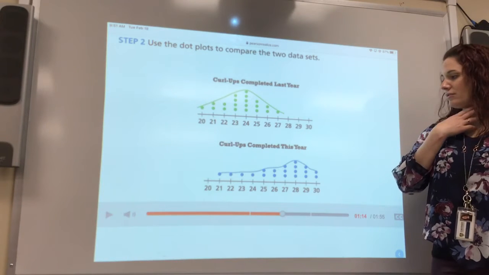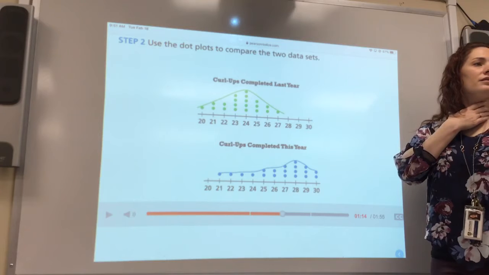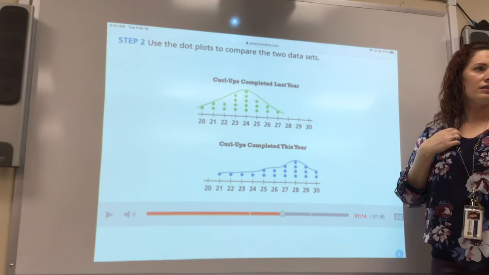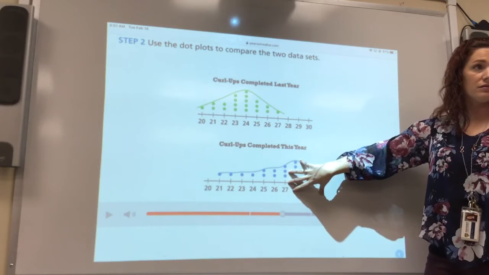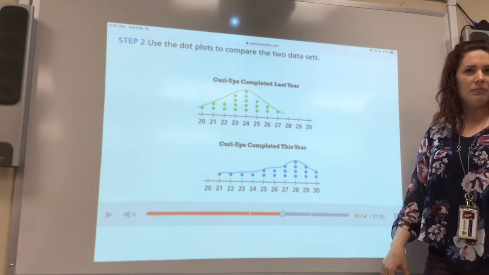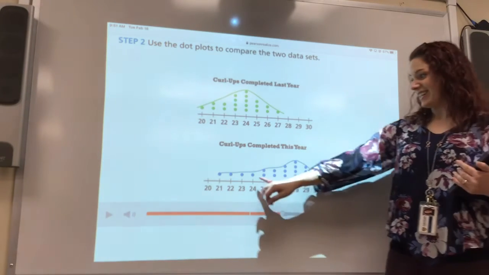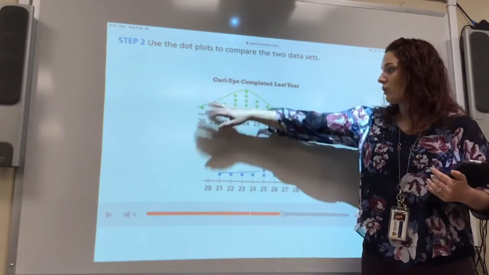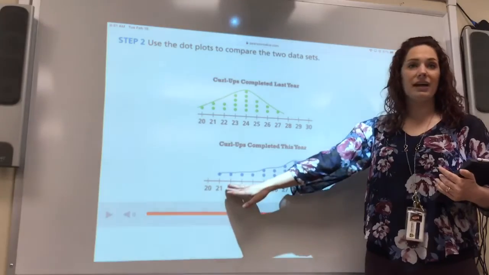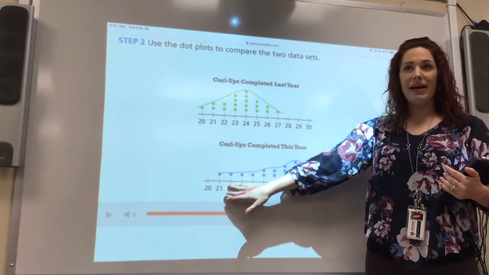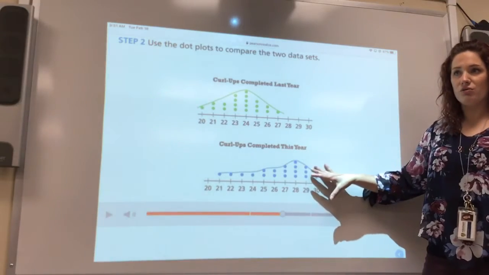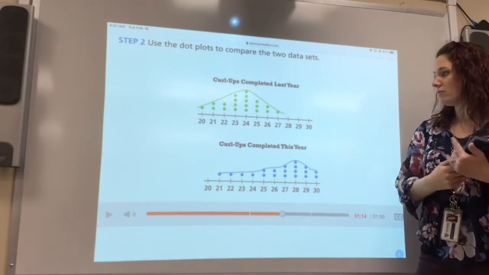Jude? Some kids could have gone home and started doing sit-ups. Okay. So some really increased, right? And some of them may have stayed the same. These ones that were down here are still down here. So some people stayed consistent and some people made huge gains is kind of what we can tell.